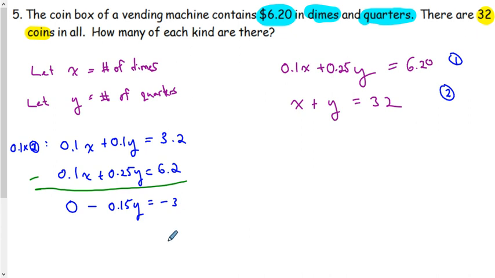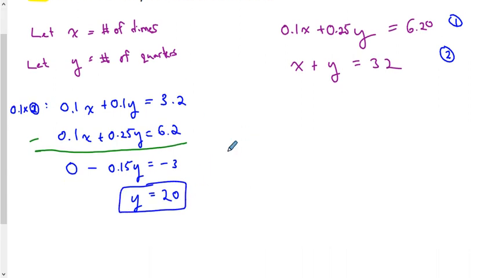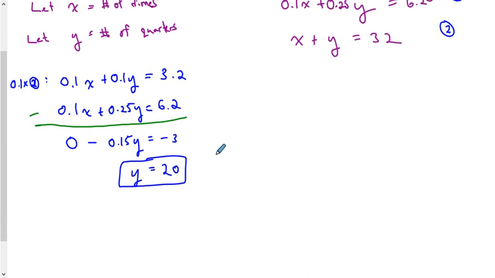Let's divide both sides by negative 0.15. What do we get? We get 20. So y is 20. So what's our x going to be? Well, that's pretty easy, right? We know x plus y equals 32. So we'll say x plus 20 equals 32. So that means x equals 12.